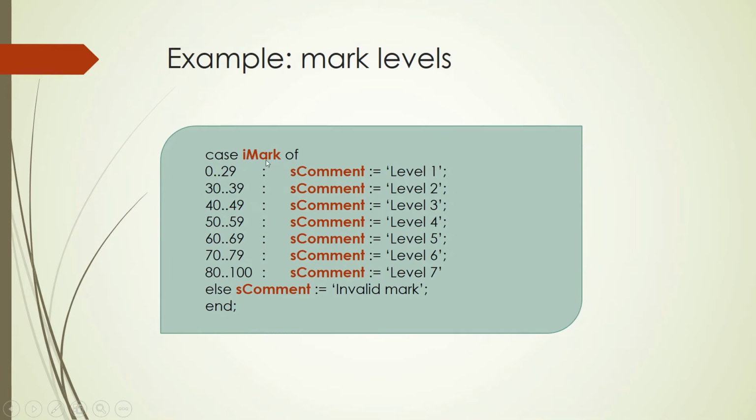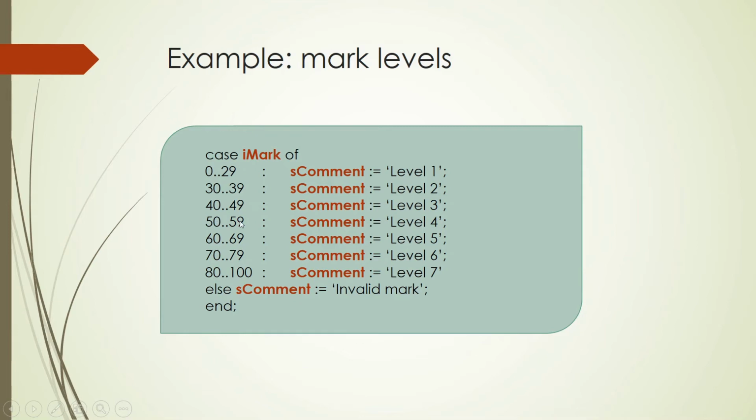So the variable to be tested is iMark, and iMark is of data type integer. So I'm checking if it matches any one of the following cases. So if iMark is between 0 to 29, both inclusive, now I'm checking in a range of numbers, then sComment, which is a variable created, will be initialized a string value of level 1. If it is between 30 to 39, level 2. If it is between 40 to 49, level 3.